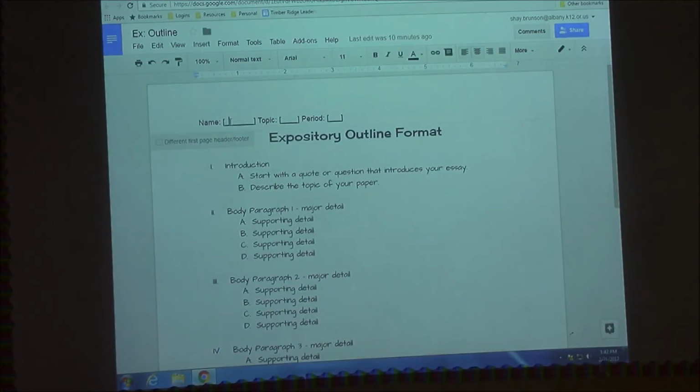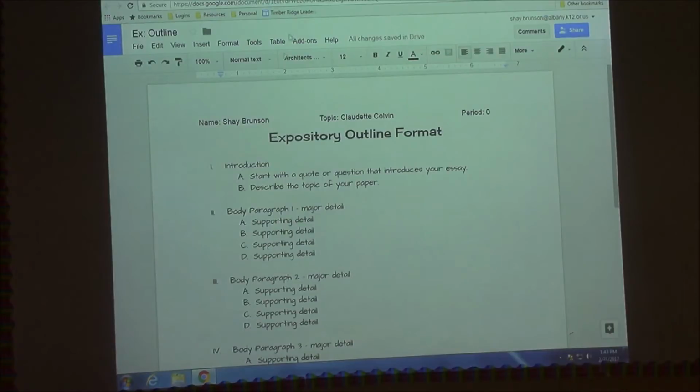First thing it says is to put your name. Oh, I don't need those brackets. Let me get rid of those brackets. Your topic. And your period. Now personally, I think this is too close together, so I'm going to hit a few tabs in here just to give it some space so that way it's easier for my teacher to read.